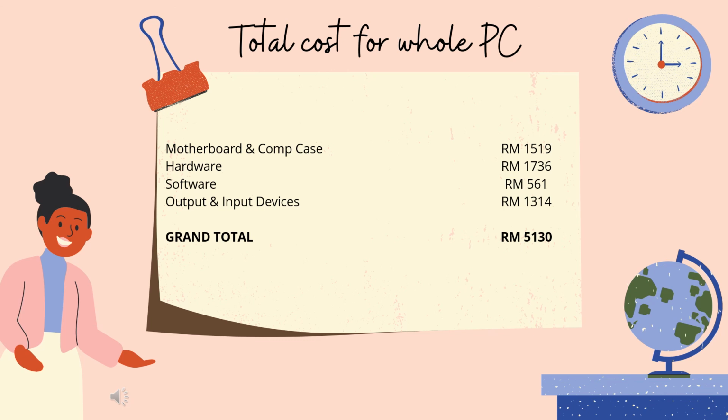This is the cumulative cost for the whole PC. The motherboard and computer case, the total is 1,519. For the hardware, the total is 1,736. For the software, the total is 561, which can be considered if he used Microsoft under his university code. Lastly, the total for output and input devices is 1,314, which brings to the grand total is 5,130.